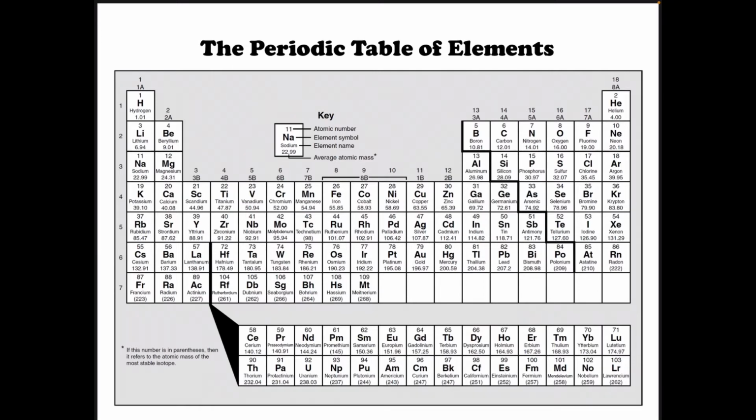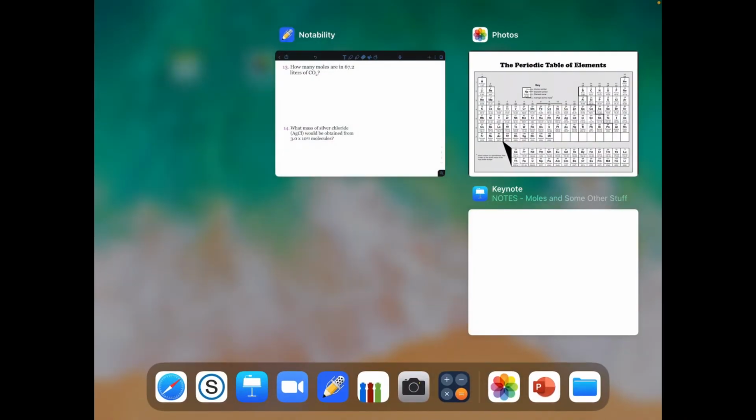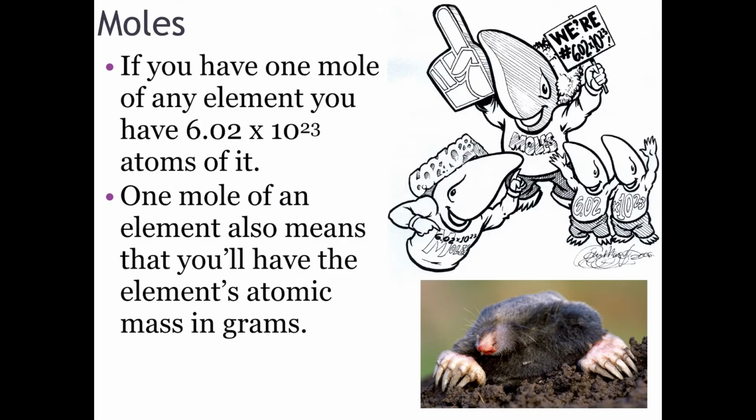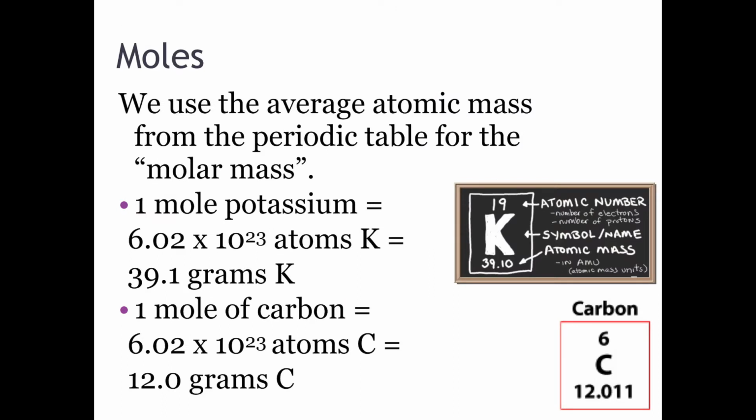That is to say that carbon will weigh 12.01 grams if you have 1 mole of carbon, right? So we know that oxygen atoms don't weigh 16, but if you have 1 mole of oxygen atoms, it will weigh 16. So that's why you're going to need your periodic table out for this entire thing. So we're going to use this average atomic mass as what we call our molar mass.